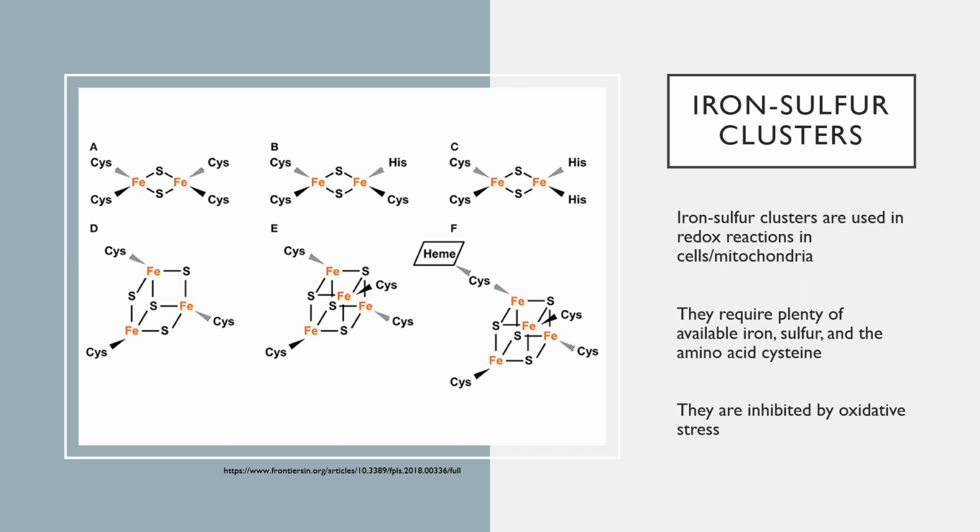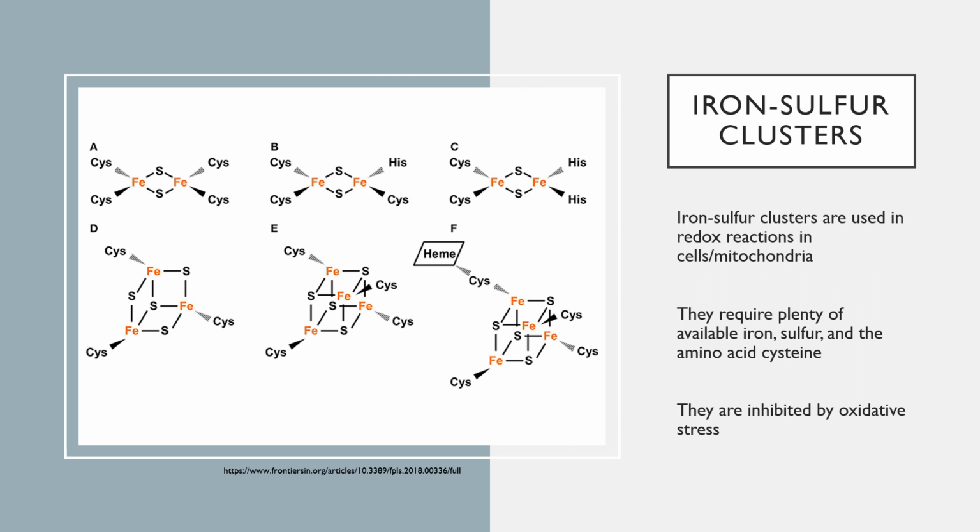But based on the limited research that we do have, we know that they require plenty of bioavailable iron and sulfur, so all the other factors that we've already discussed have to be functioning properly. And they also utilize the amino acid cysteine, which is a sulfur-dependent amino acid that is most well known for its function in things like glutathione and some of the other major antioxidants like metallothionein.